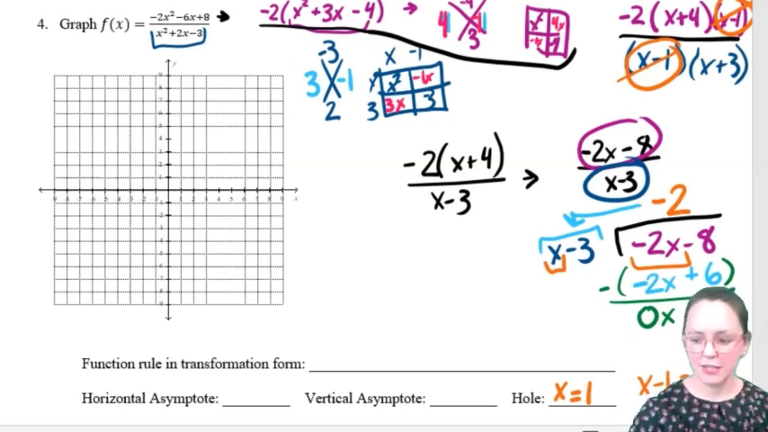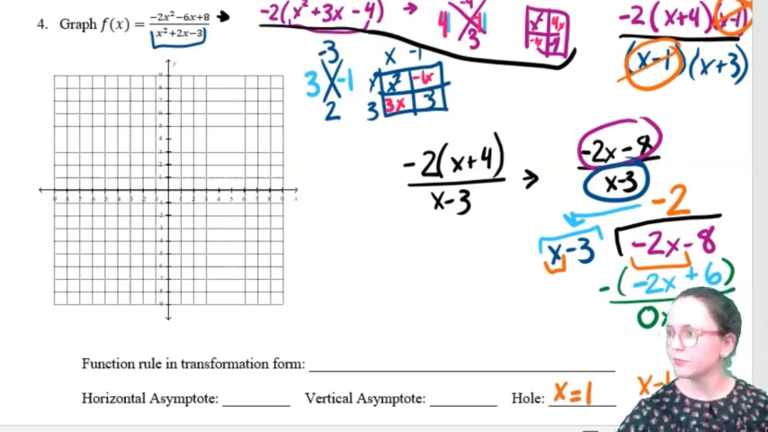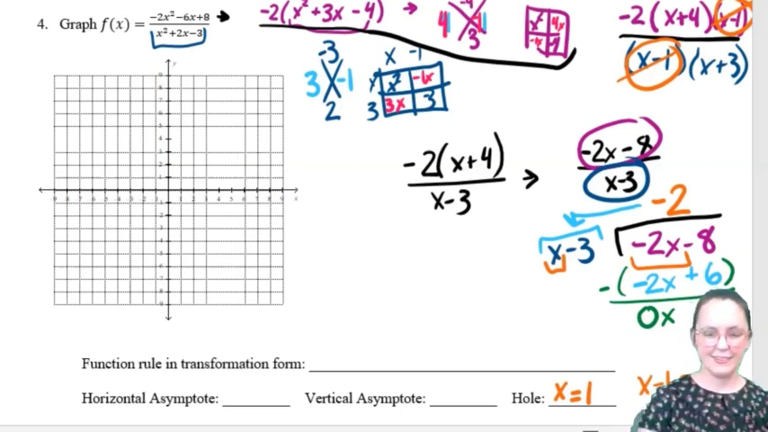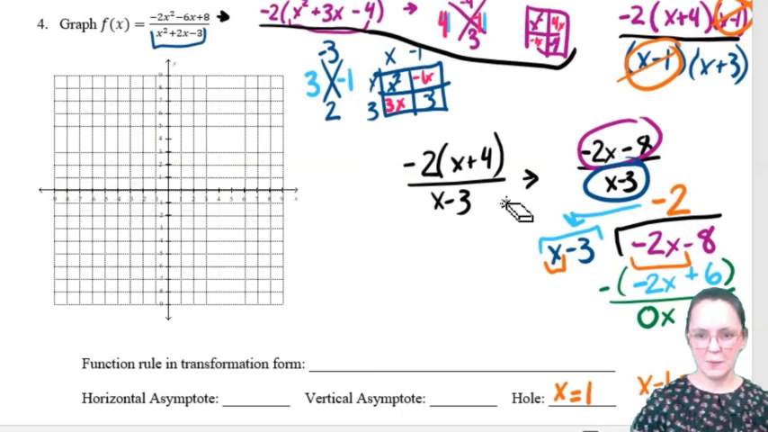I have made a mistake here. Oh wait, we'll cut around it. All right, so back to here.